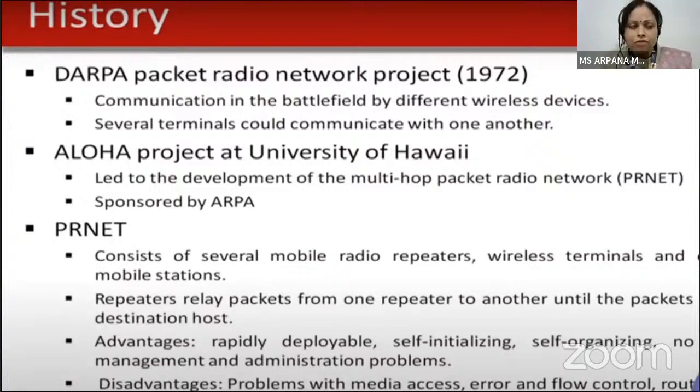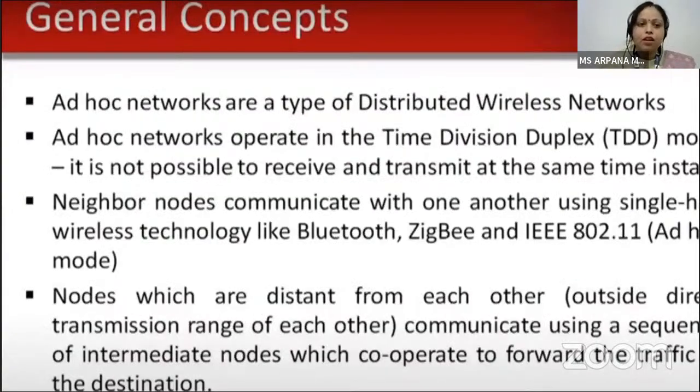But nowadays, from 2000 onwards, this problem has been resolved, and media access is not a very big issue for ad hoc networks in communication systems. Ad hoc networks are a type of distributed wireless network, because access points are deployed in a distributed manner, with no predefined infrastructure, no predefined position, no predefined location. So this is a typical distributed wireless network.